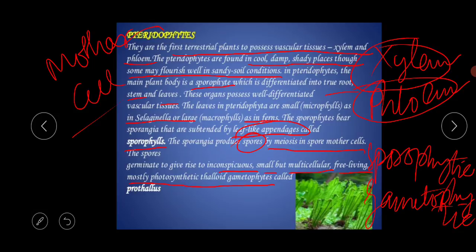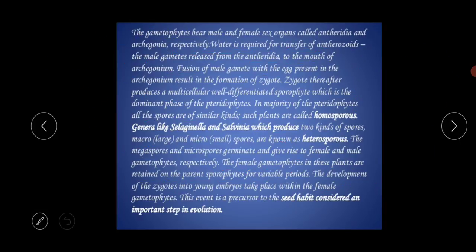So after the production of spores by the spore mother cell in the sporangia, these spores germinate to give rise to an inconspicuous, small but multicellular, free living and mostly photosynthetic thalloid gametophyte, and that's called the prothallus. In some cases these sporophytes may form distinct compact structures called strobili or cones.